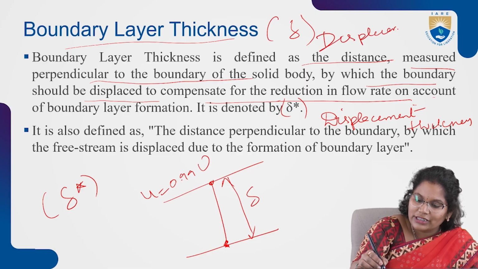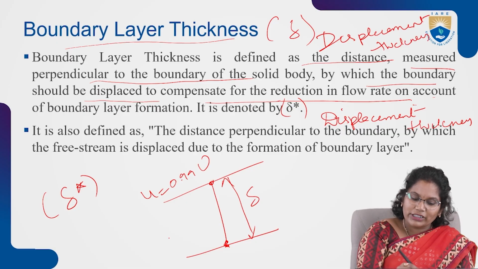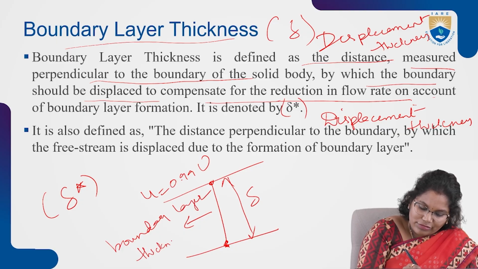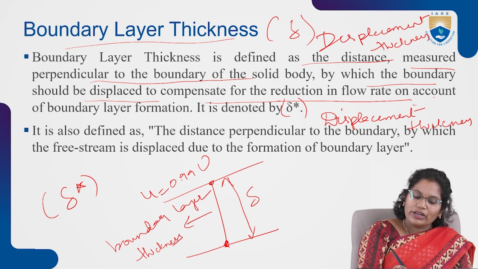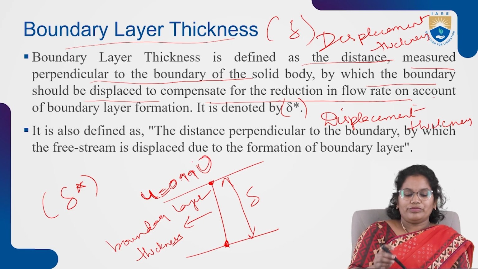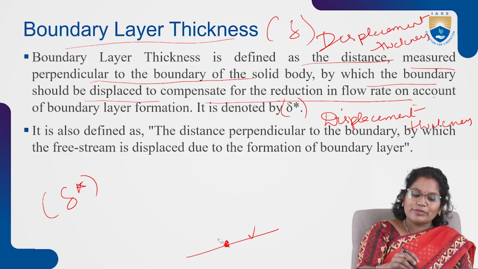Here I am writing displacement thickness. This is the boundary layer thickness, where the distance between the boundary and the point where your inlet velocity becomes 0.99 of your free stream velocity, right? And this is what a displacement thickness.